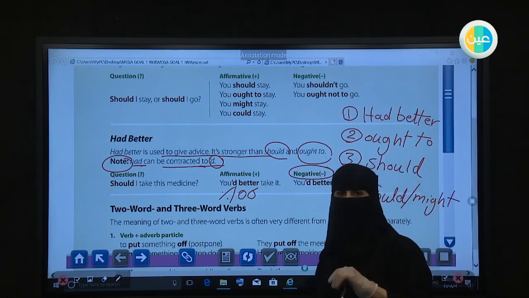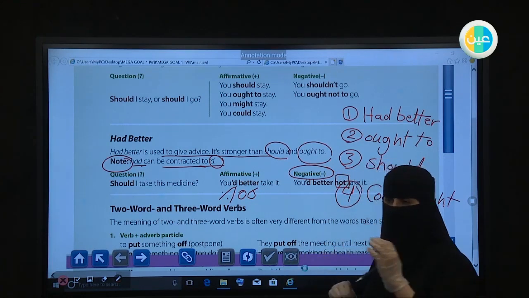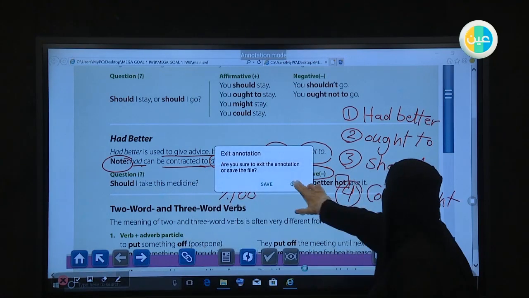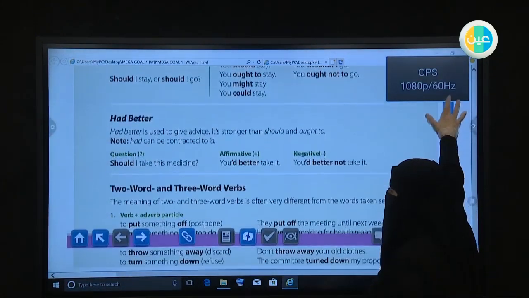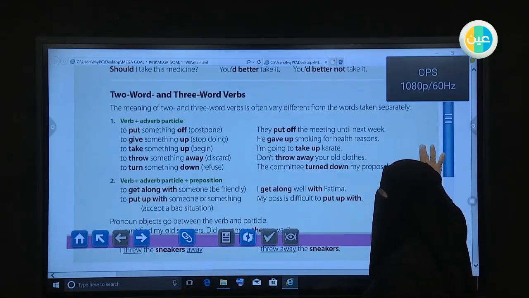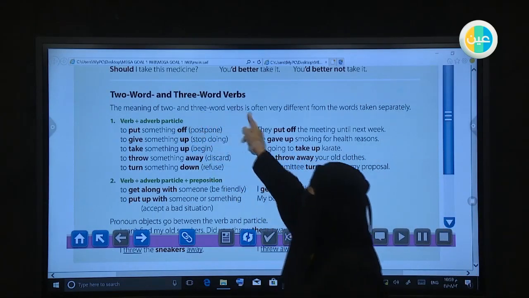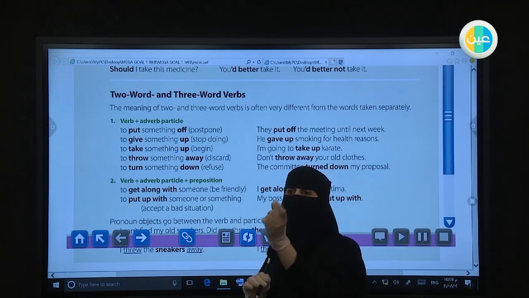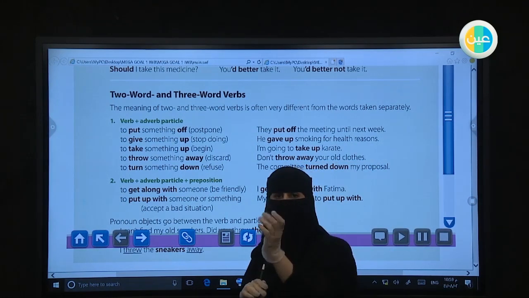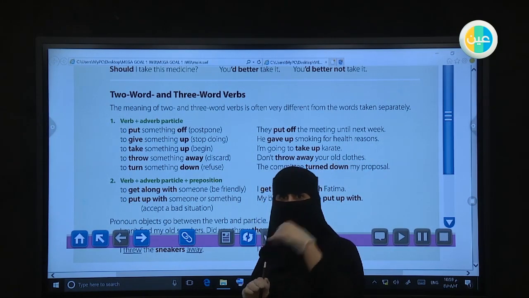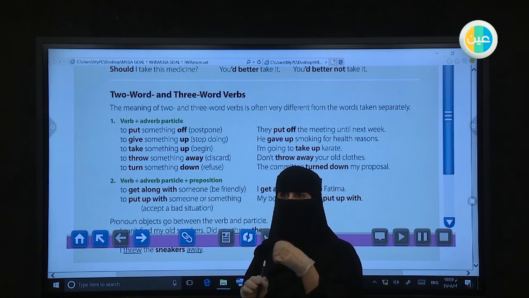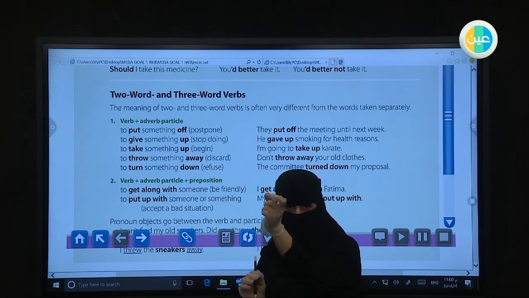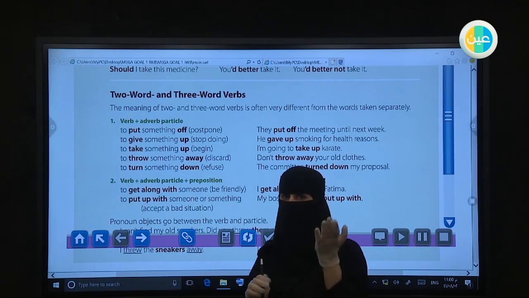Okay? This is the second point of our lesson today. Let me check the third point. They're talking about two-word and three-word verbs. Two-word and three-word verbs means we have two words joined together in a sentence that give us a different meaning. A part of it may come at the beginning and a part at the end, or they may come together, or at the end or the beginning of a sentence.